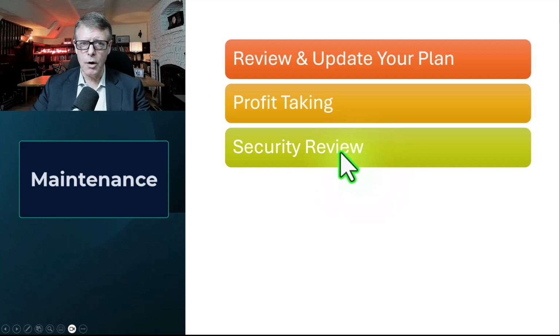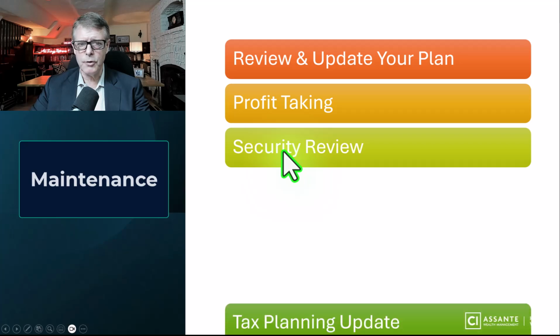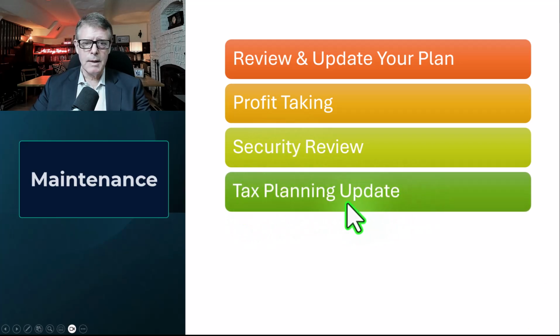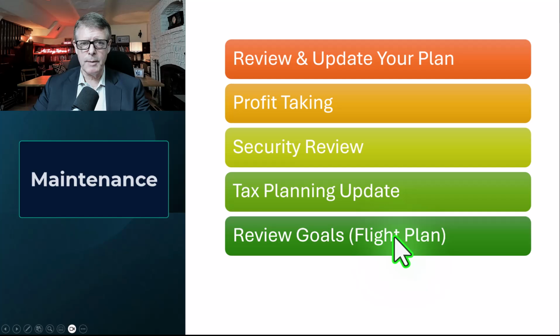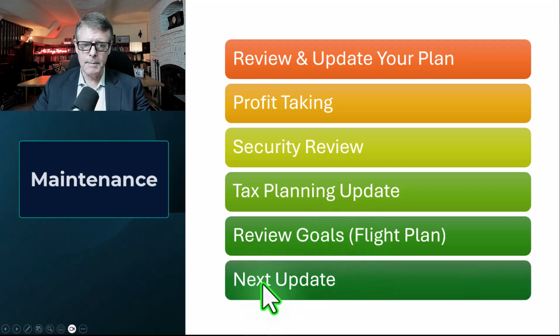Security review, that's an ongoing process. Nothing's cast in stone. Investments you pick today may have to be changed in the future. Tax planning update. Tax planning is an ongoing process. Governments are always changing this area, and you need to update your plan to reflect changes in the tax code and then model accordingly. Review goals, that's your flight plan. So you have specific goals for retirement, cash flow planning, estate planning, budgeting, and also you might have some goals specifically for your portfolio. We call it an investment policy statement. And finally, make sure you've got the next update in your calendar so it doesn't get missed.